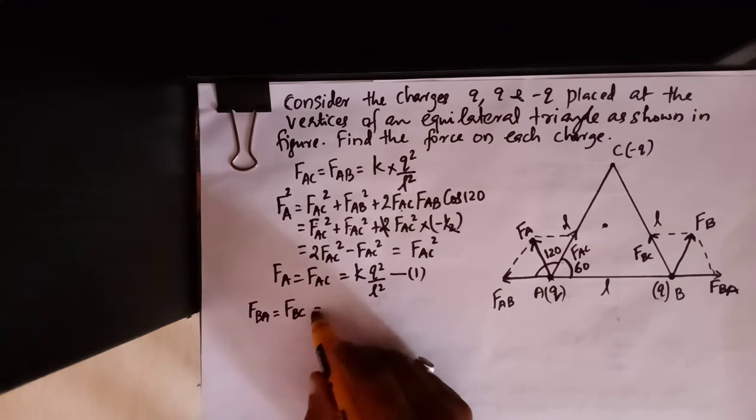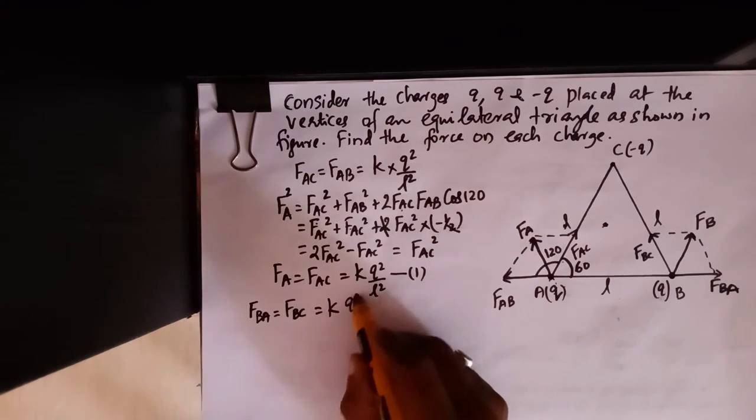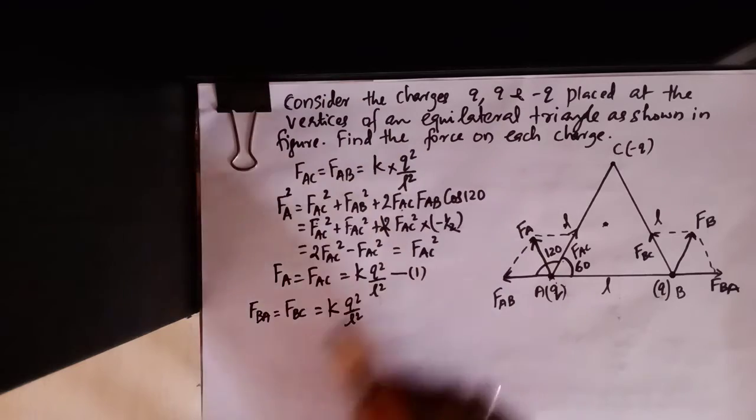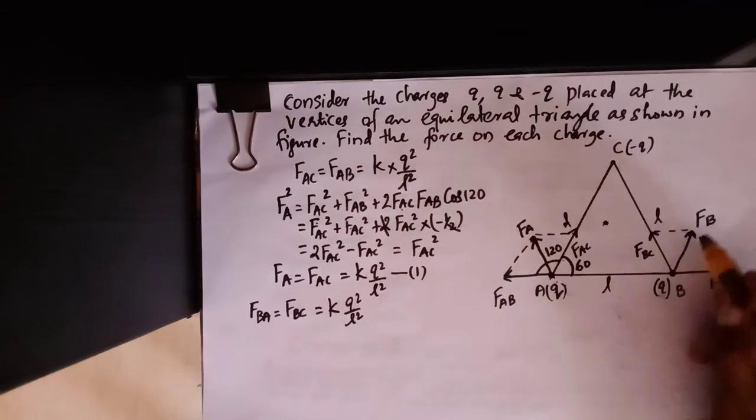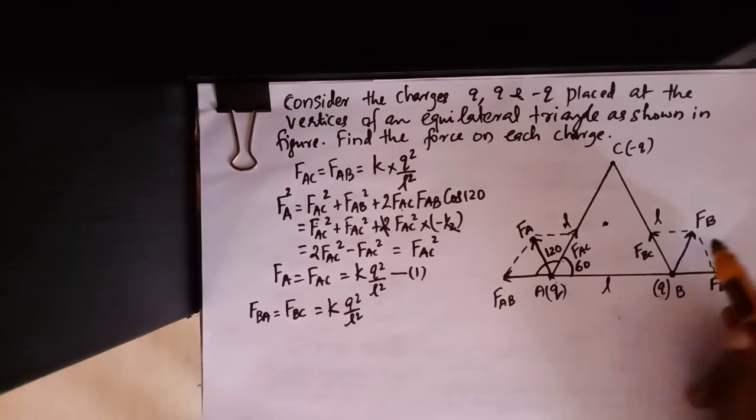And what will be the magnitude? It will be equal to K into Q square by L square. The same equation we are getting here also. The resultant also will have the same value because the charges are the same and the forces are of the same magnitude.